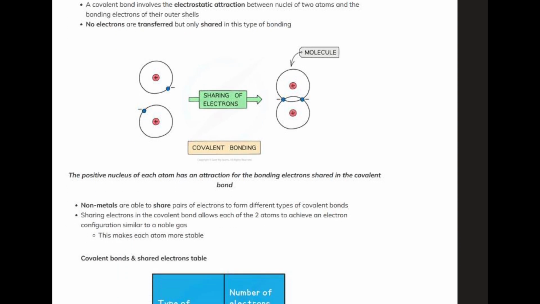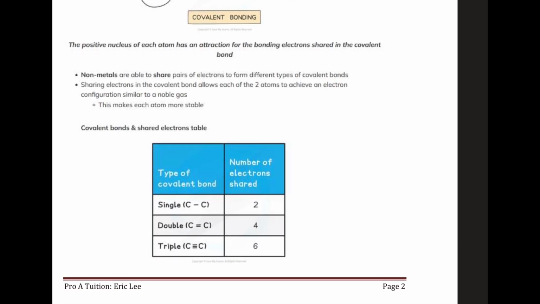And then let's see here. Non-metals are able to share pairs of electrons to form different types of covalent bonds. Non-metals, like oxygen, H2O, so they share electrons. Sharing electrons in the covalent bond allows each of the two atoms to achieve an electron configuration similar to a noble gas. So we call that octet.